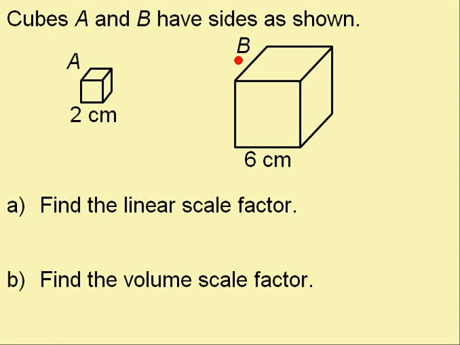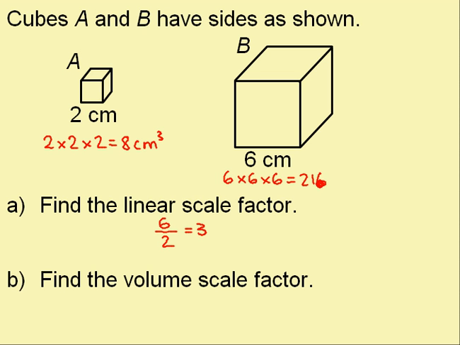Now I have cubes A and B. I want to find the linear scale factor. We know that that's 6 divided by 2, and 6 divided by 2 is 3. I also want to find the volume scale factor, so for that I need the volume of both cubes. The volume of A is 2 times 2 times 2, which is 8. The volume of B is 6 times 6 times 6, which is 216. So to find the volume scale factor, I've got 216 divided by 8. And 216 divided by 8 is 27.